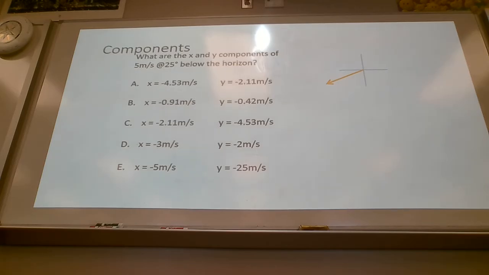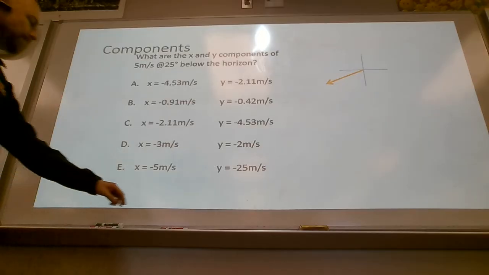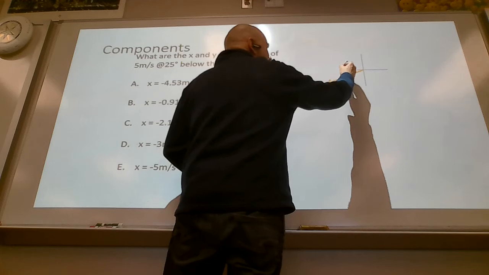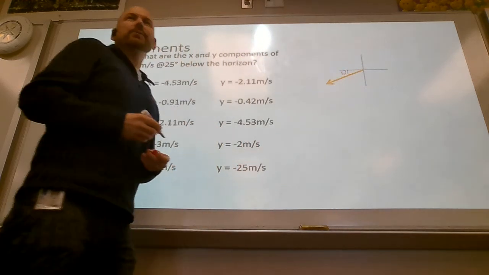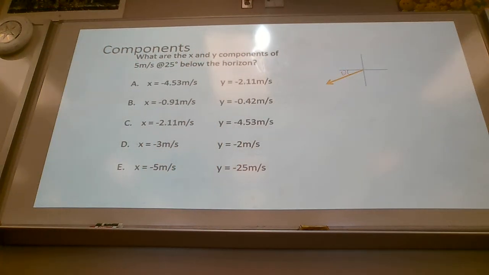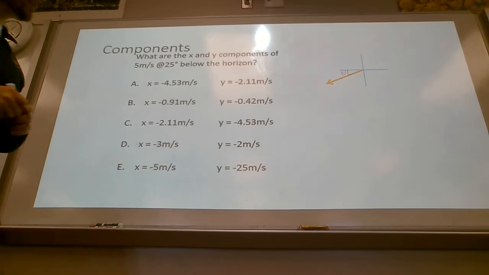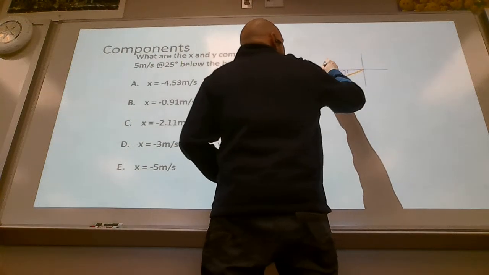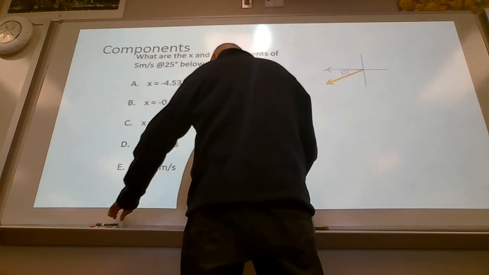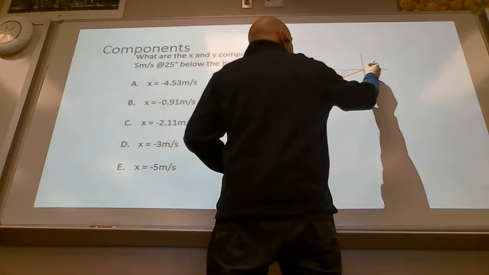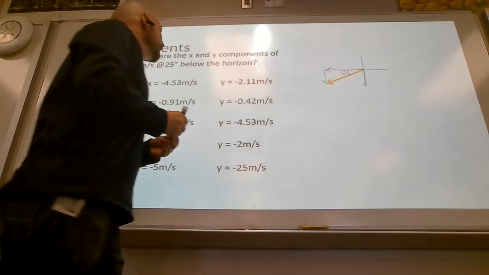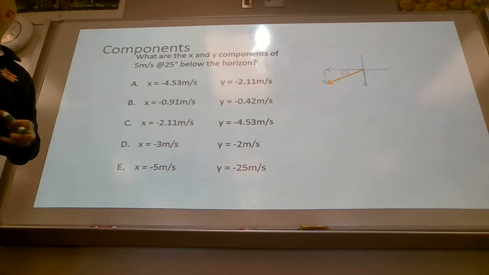I think the correct answer is A. This is the angle. So your x component, you're going to use cosine. Y component, you're using sine. The negatives come from the fact that it's going to the left and downward. Yep, the components. So this would be your x component of 4.53, and this would be your y component of 2.11.